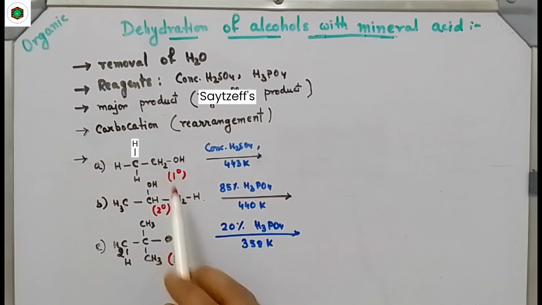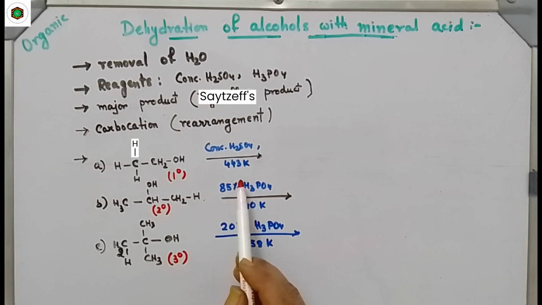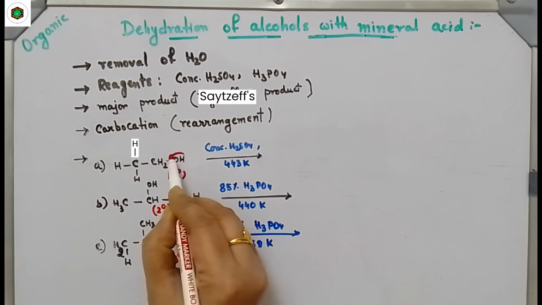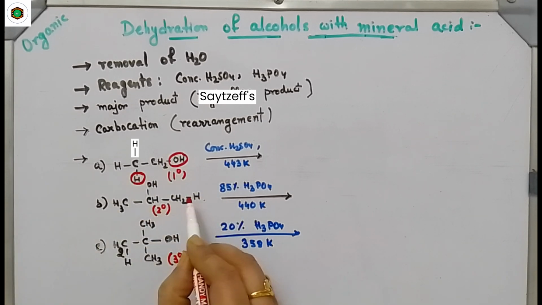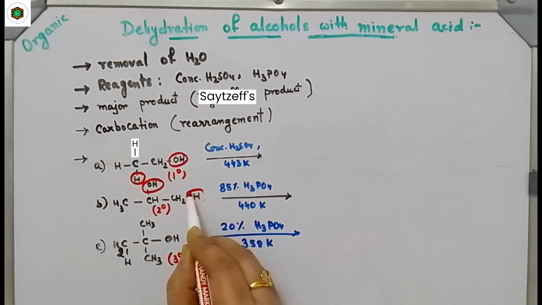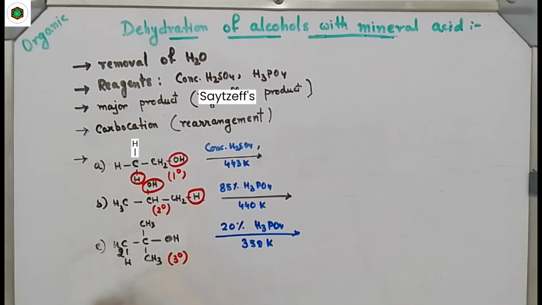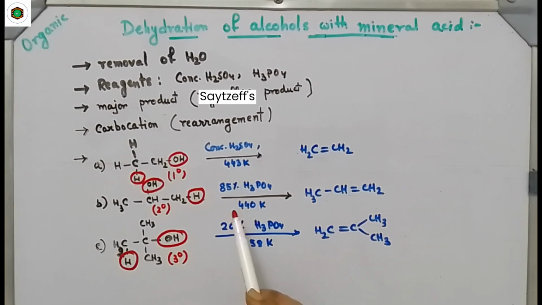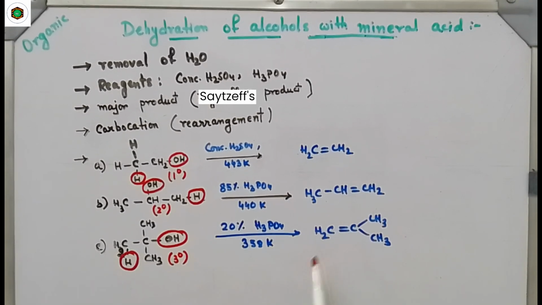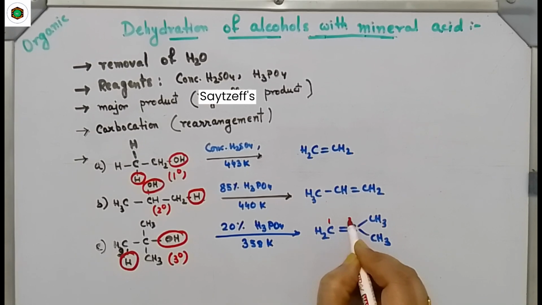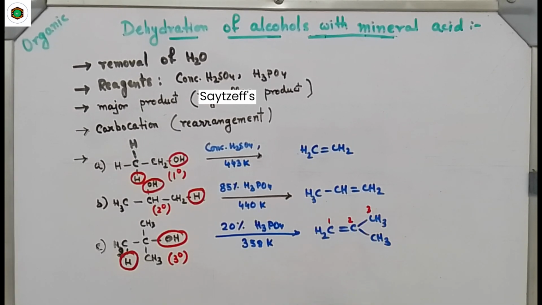Now see, this is primary alcohol, this is secondary alcohol, this is tertiary alcohol. If you heat these alcohols in presence of mineral acids, what will happen? Removal of water, means dehydration, will take place. So from here OH will go and H will go. From here OH and H will go. Both the H's are symmetrical here. From here OH and here H will go, and we will get from here ethene, from here propene, and from here you have to number like this way. So it is 2-methylpropene we will get.